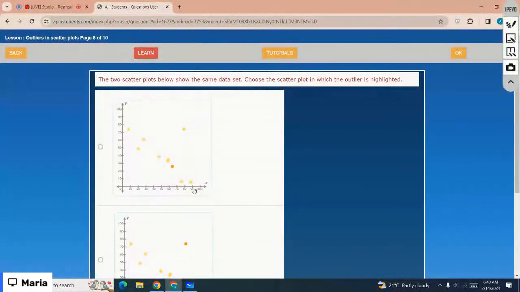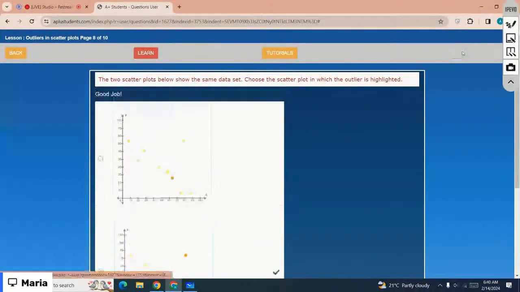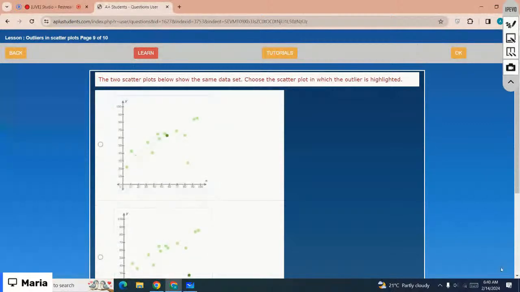Yes, that is option number 2 is the correct option, right? Okay, the two scatter plots below show the same data set. Choose the scatter plot in which the outlier is highlighted. So, which is the correct option? The correct option is option number 2, right?